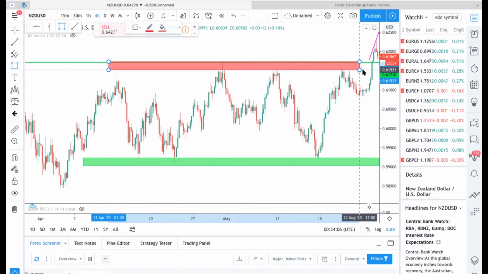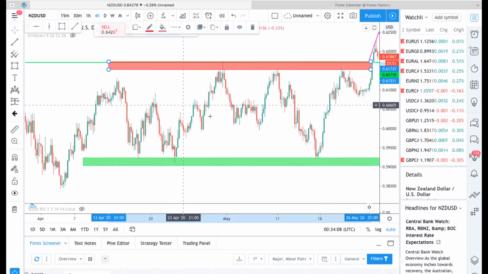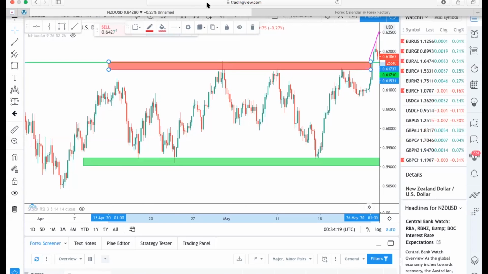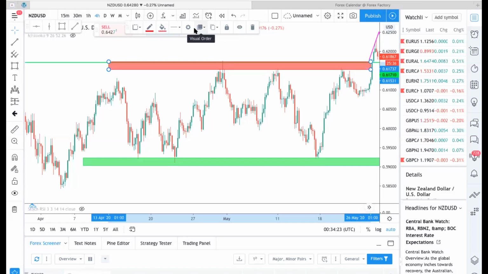But you can also see that gradually it's going upwards. It's going closer to the resistance. So it looks like a buy. If you were trading in the long run, it would be a buy.